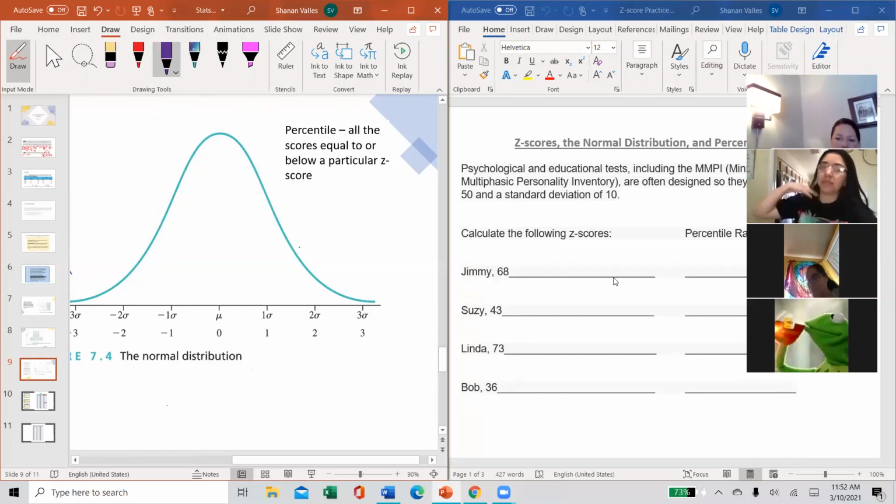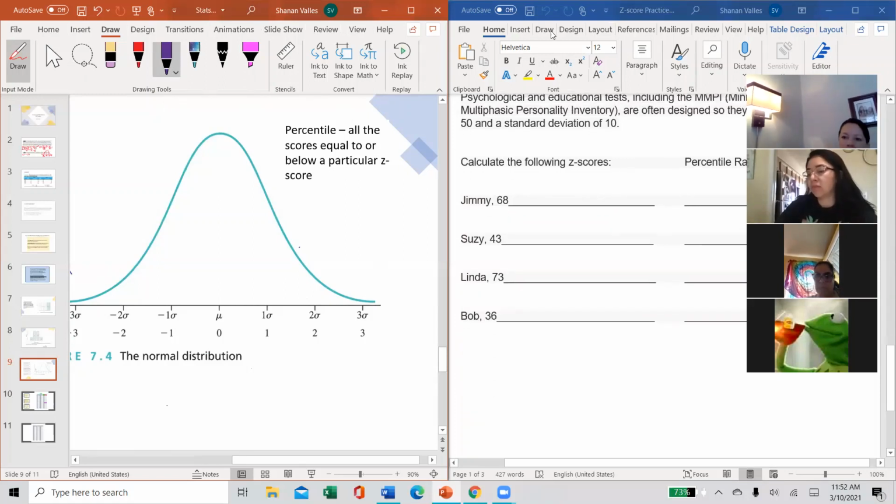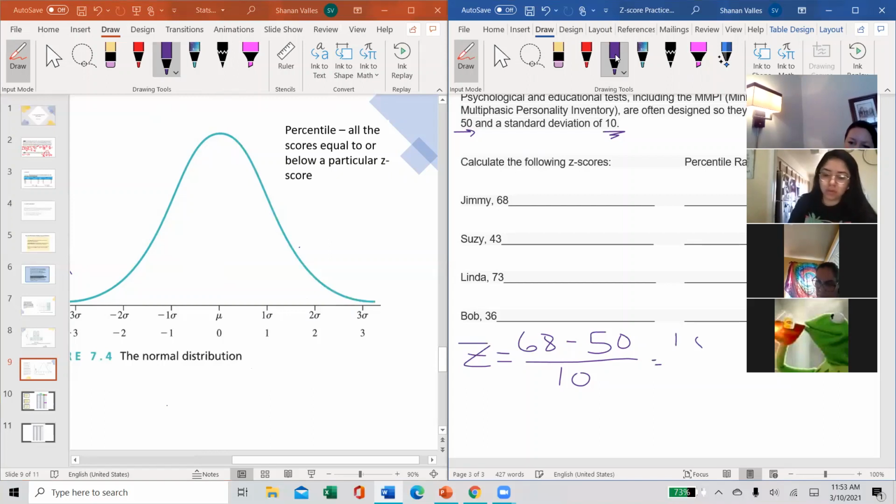Okay, so Jimmy's z-score would be equal to his raw score minus the mean. They tell us the mean is up here. It's 50. Divided by 10. They told us the standard deviation is 10. So we get 18 divided by 10.